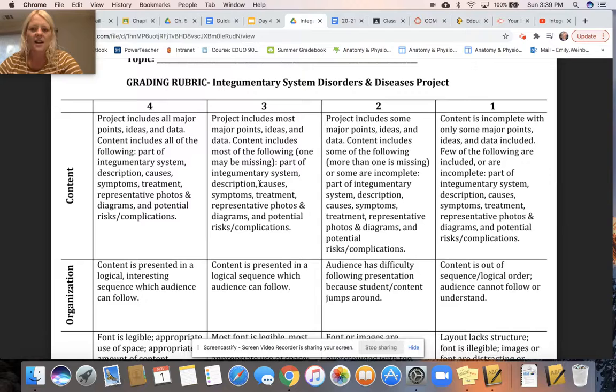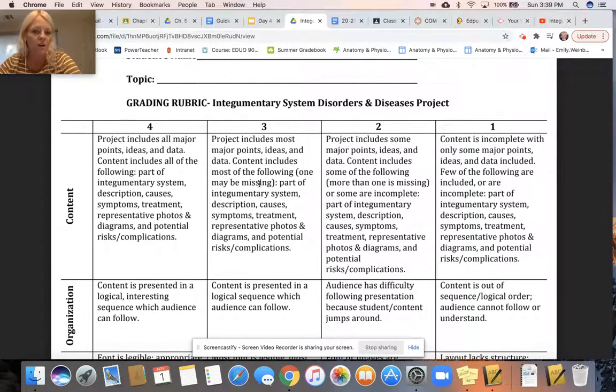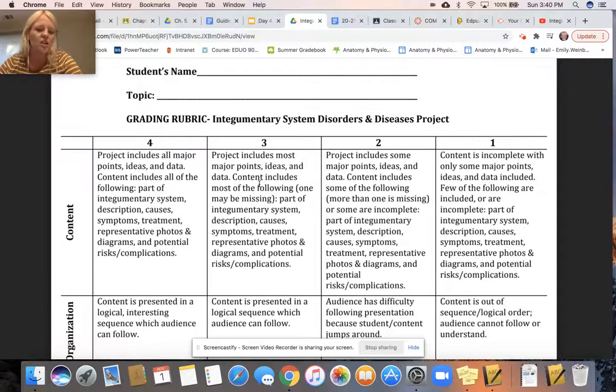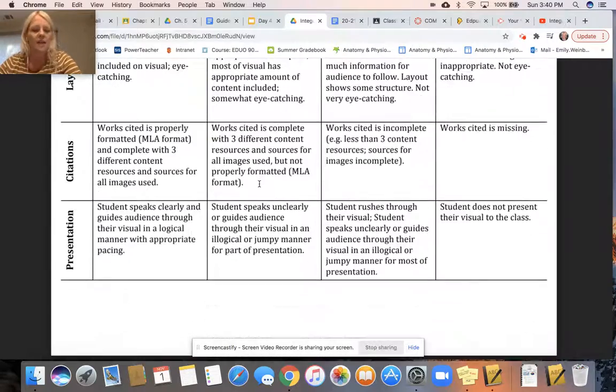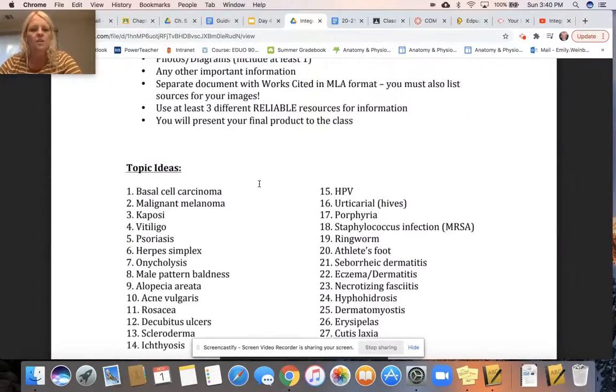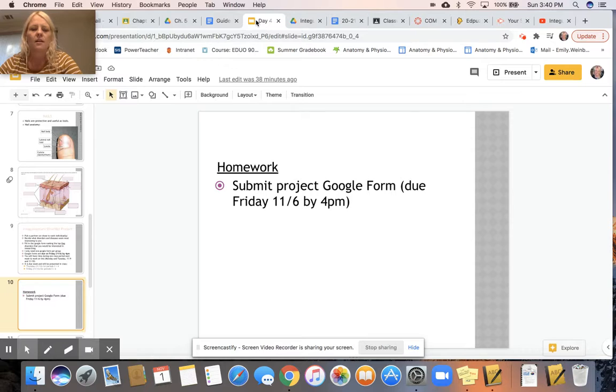Here's a rubric that contains some information about what exactly you need to do in order to get a perfect score on this. And if you follow the rubric and you include everything and you've done a little bit of research and you've worked collaboratively with your partner, there's no reason why you shouldn't be able to get that perfect score. Okay. So please let me know if you have any questions. You can email me, you can ask in class, or you can comment on Classroom. But again, this is due for every class period by Friday, November 6th at 4 p.m. Please make sure that it is submitted on time.